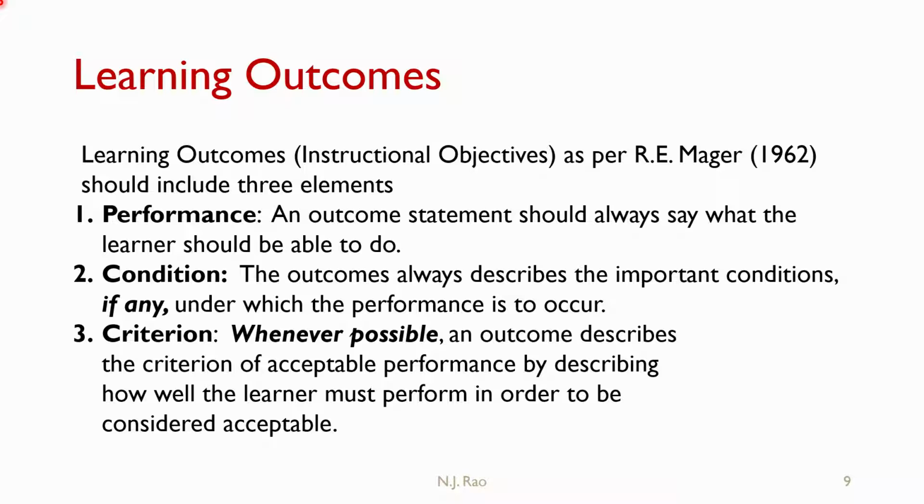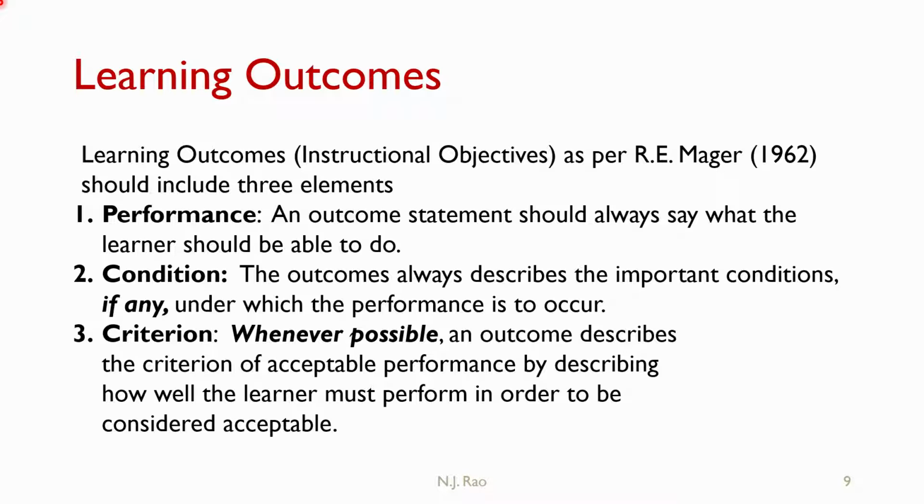One of the early ones is due to Mager, who is still active, who still talks about how to attain these learning outcomes. And in 1962, he proposed that a learning outcome should have three elements. One is called performance. The outcome statement should always say what the learner should be able to do. It is fairly, for us it becomes a bit nebulous.